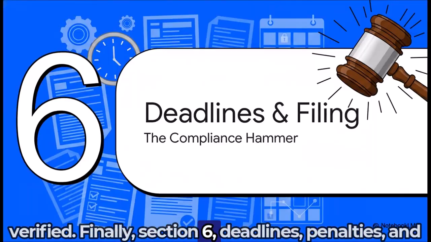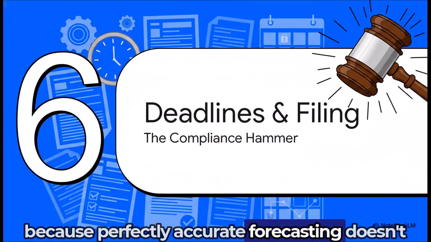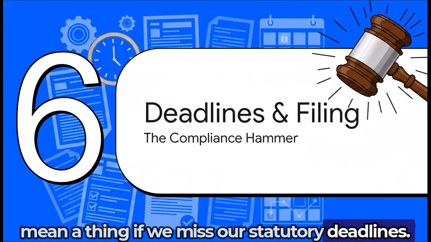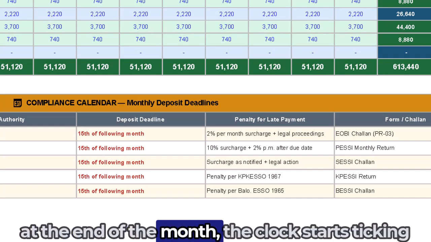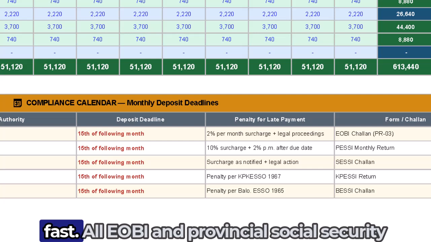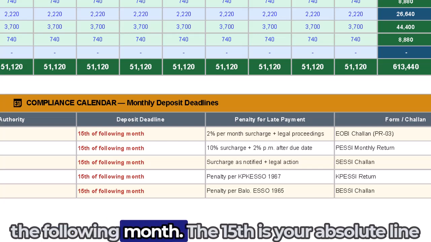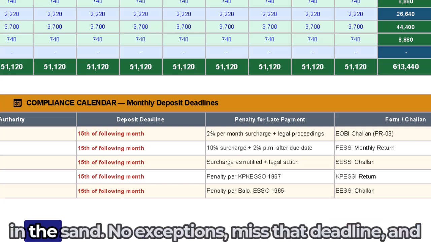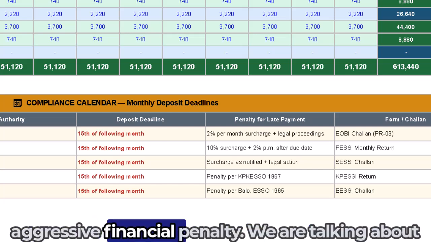Finally, Section 6, deadlines, penalties, and filing. I like to call this the compliance hammer, because perfectly accurate forecasting doesn't mean a thing if we miss our statutory deadlines. Remember this timeline. After you process payroll at the end of the month, the clock starts ticking fast. All EOBI and provincial Social Security contributions have to be deposited by the 15th of the following month. The 15th is your absolute line in the sand. No exceptions. Miss that deadline, and boom, you instantly trigger some seriously aggressive financial penalties.